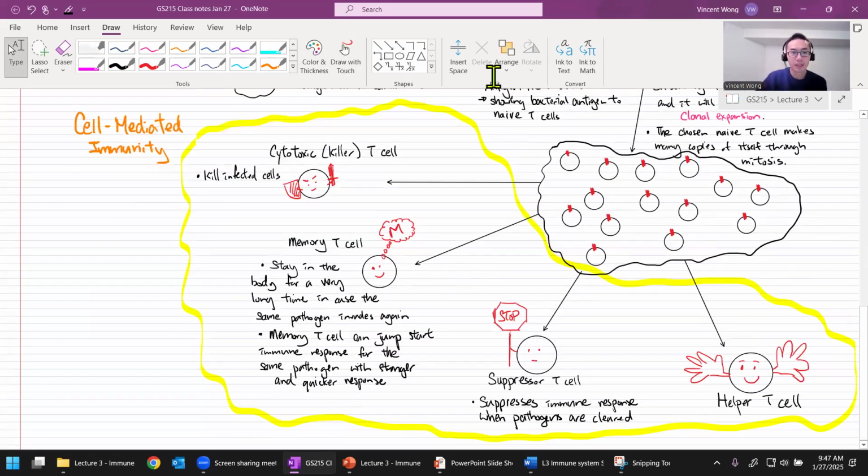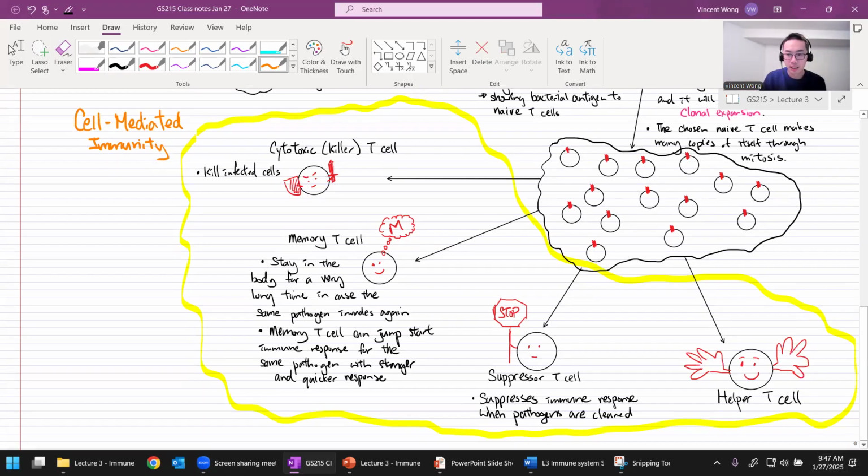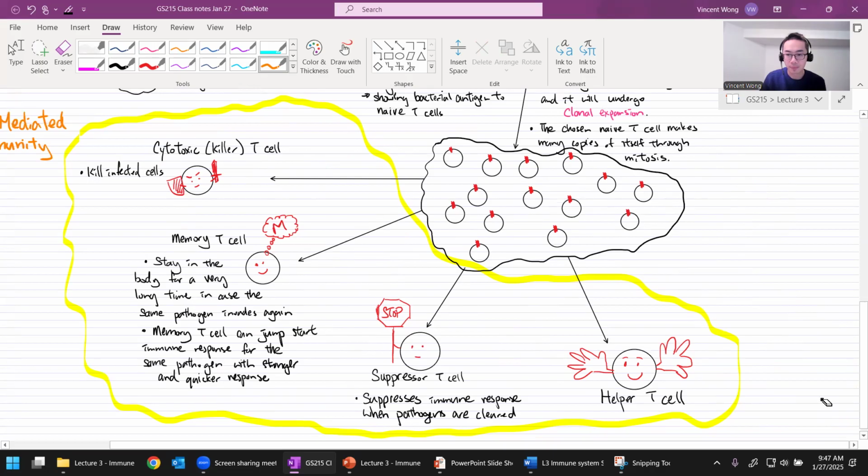I'll write this down for you again later, but I just want to give you the terms ahead of time. These things that it becomes, the killer T cell, memory T cells, suppressor T cell, and the helper T cell, these are called the effectors of the T cells. I'll write it down for you later. Just want to mention that briefly right now.